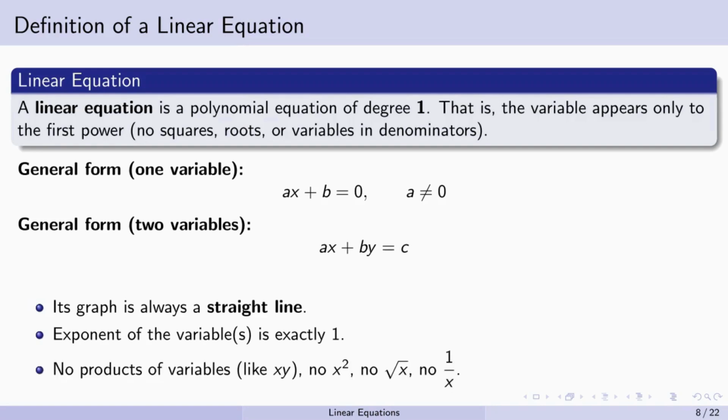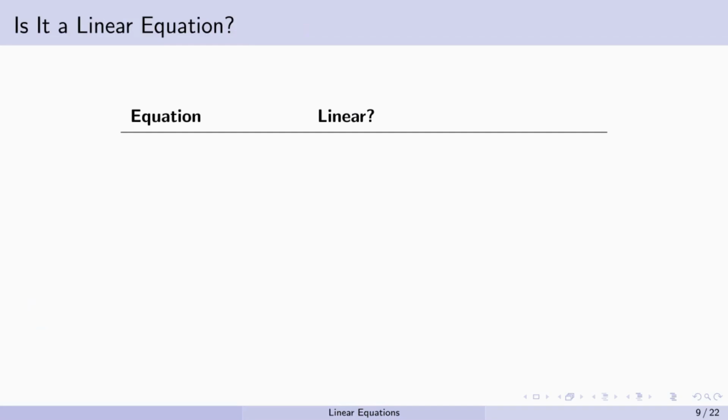And you will never see products of variables like xy, never an x squared, never a square root of x, never a variable in the bottom of a fraction. If you see any of those, it's not linear. It's automatically nonlinear. Let's put that definition to work.